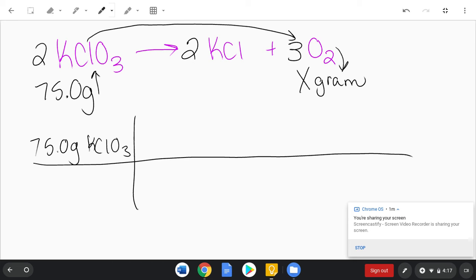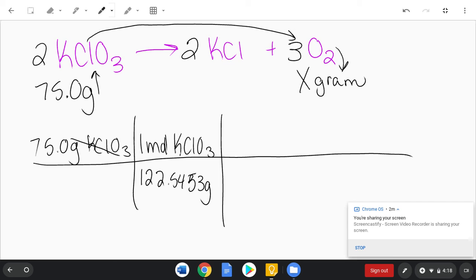So when we go from grams to moles, we need to know the molar mass. And the molar mass of KClO3 is going to end up being 122.5453. So when you add all of their separate masses up, we end up with 122.5453 grams per 1 mole of KClO3. So my grams are going to cancel there. And now I've moved on to my moles.